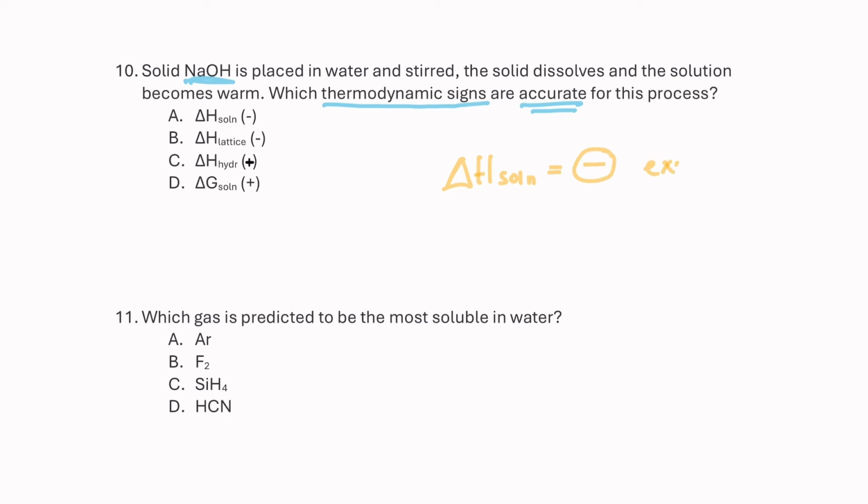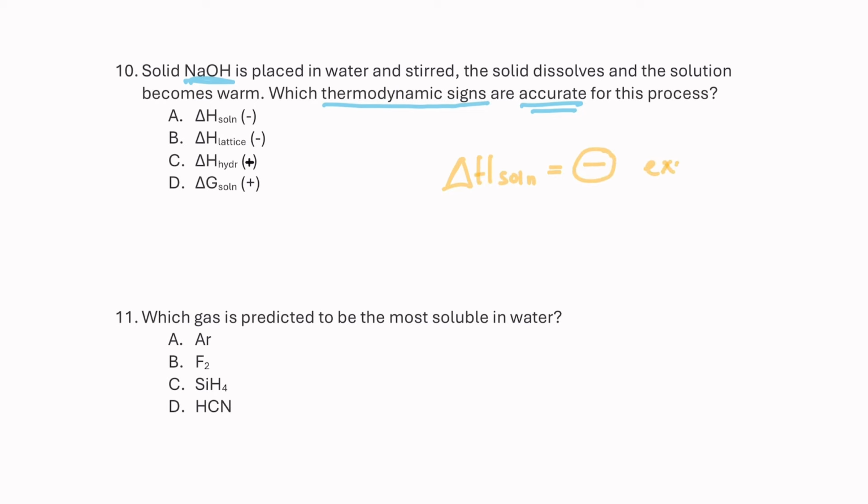Let's consider lattice enthalpy. To pull apart the sodium hydroxide solid into separate ions, you have to input energy to break the lattice. That means delta H lattice is always positive, not negative. So choice B is incorrect. For hydration enthalpy, we have to think about when ions are surrounded by water molecules, ion-dipole attractions release energy, which means delta H hydration is always negative, not positive. So choice C is incorrect.